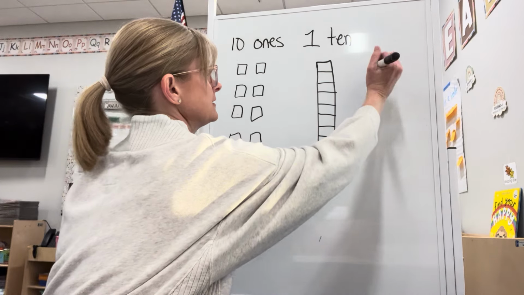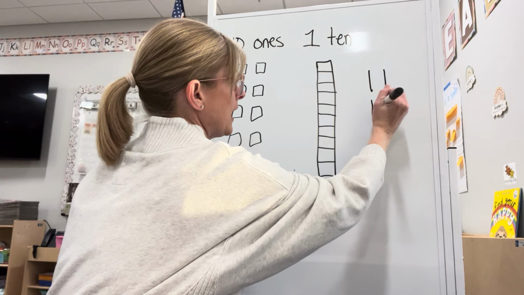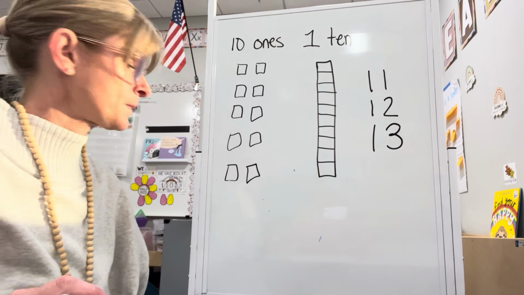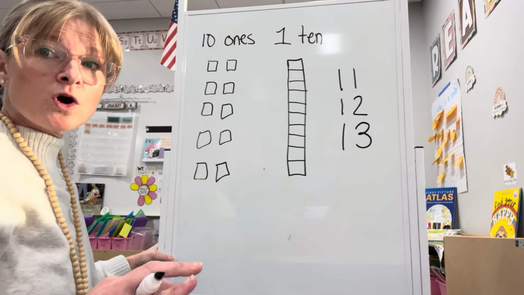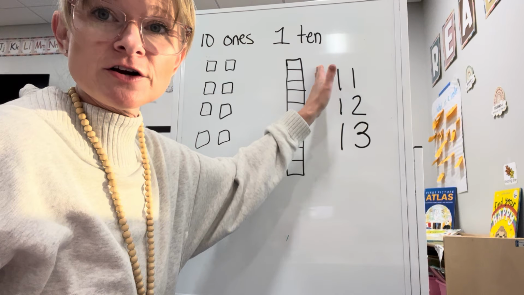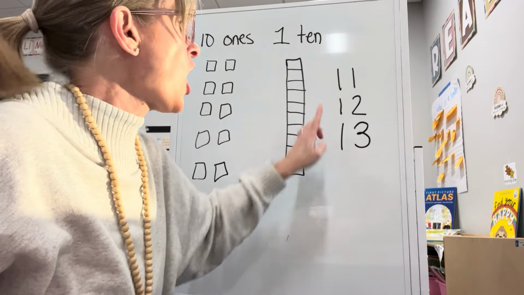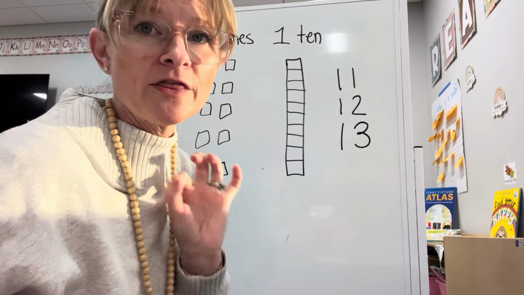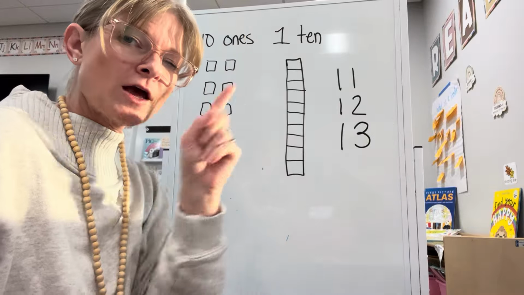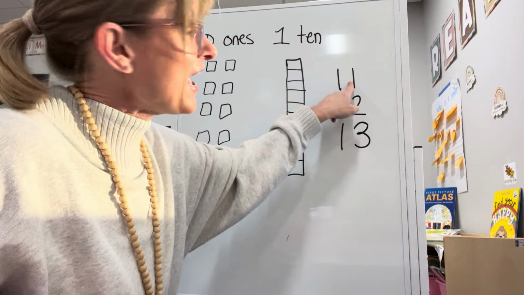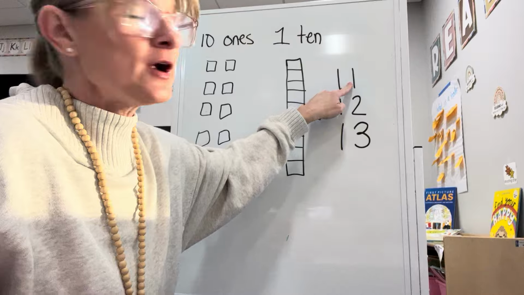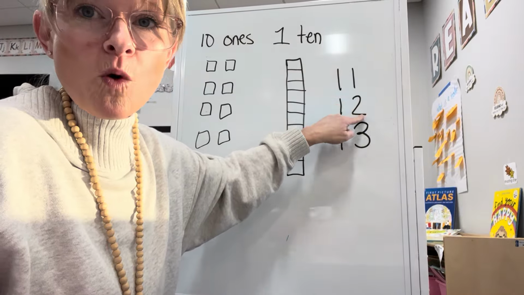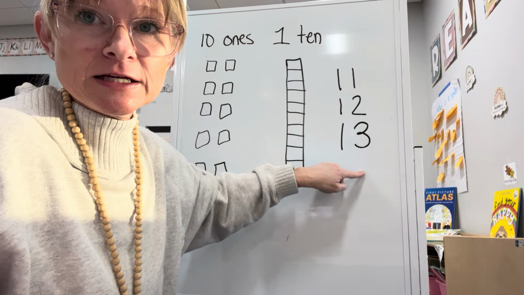So let's remember 11, 12, 13. Now it's important when we work with our teen numbers, that means our numbers above 10, all of the numbers start with 1. Everyone say start with 1. Start with 1. Great job. Then the following number that is in the ones place goes up by 1 as you go up each number.